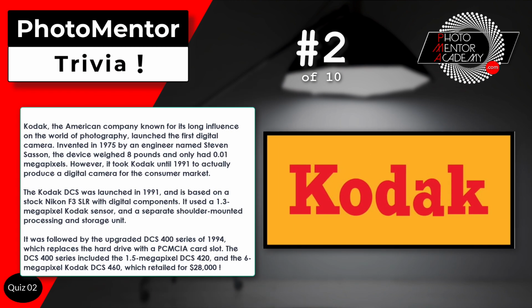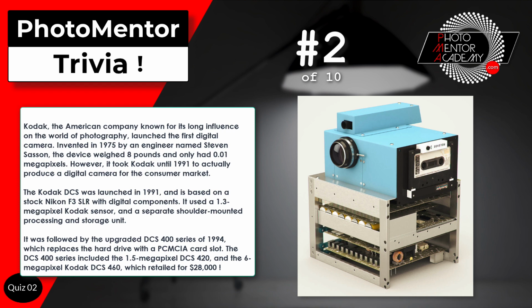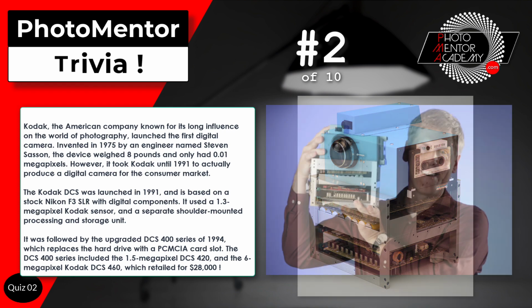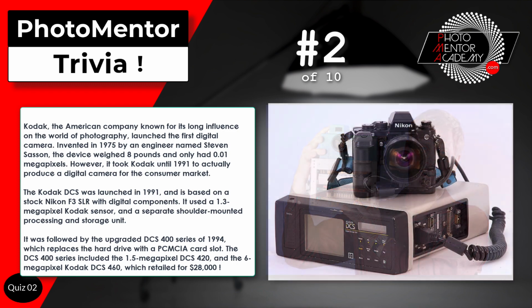If you guessed Kodak, you would be correct. Kodak, the American company known for its long influence on the world of photography, launched the first digital camera. Invented in 1975 by an engineer named Steven Sasson, the device weighed 8 pounds and only had 0.01 megapixels. However, it took Kodak until 1991 to actually produce a digital camera for the consumer market.